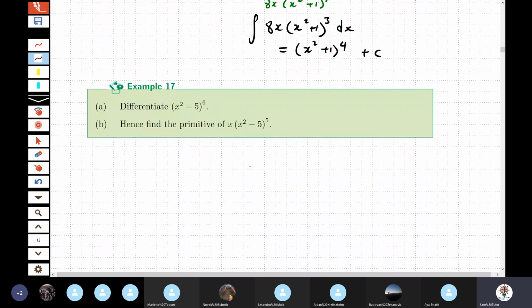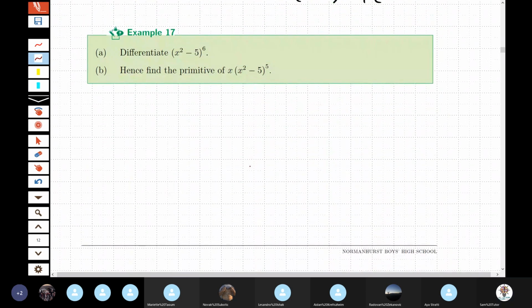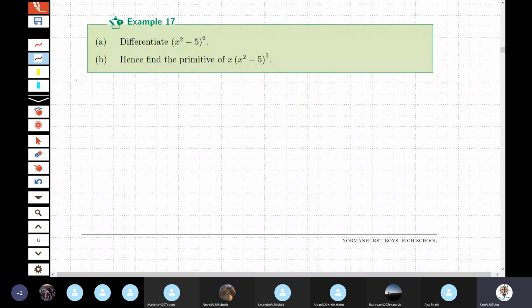All right, let's try example 17. Part A, anyone want to try it out to see if they're understanding how to do A and B? It'll be a good one to try. y equals (x squared take away 5) to the 6. Stefan, let's do it together, this one. Stefan, you ready?